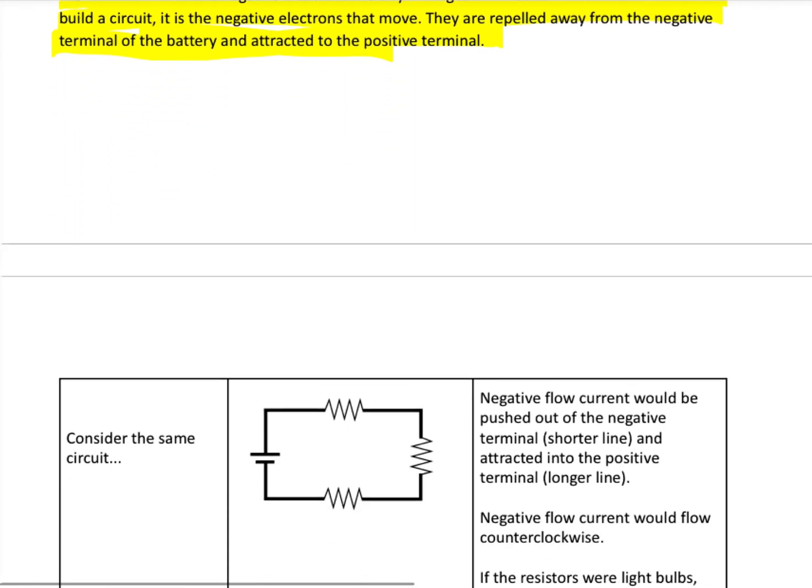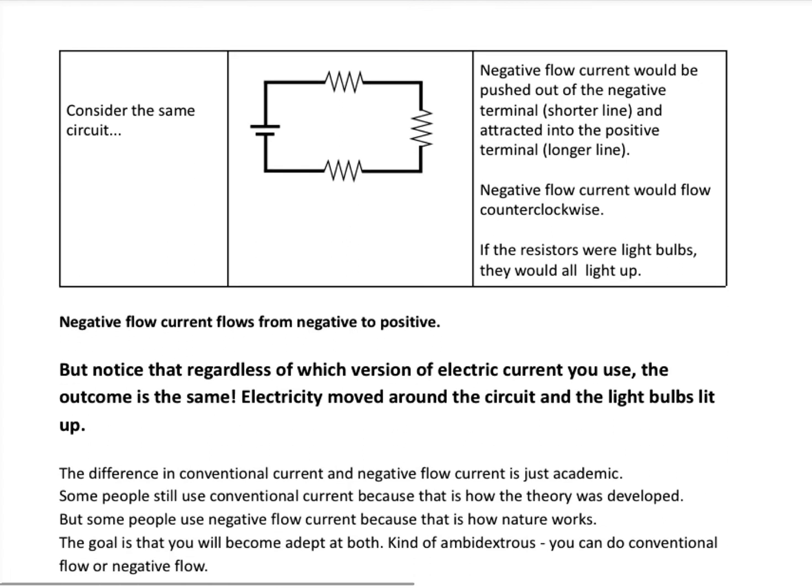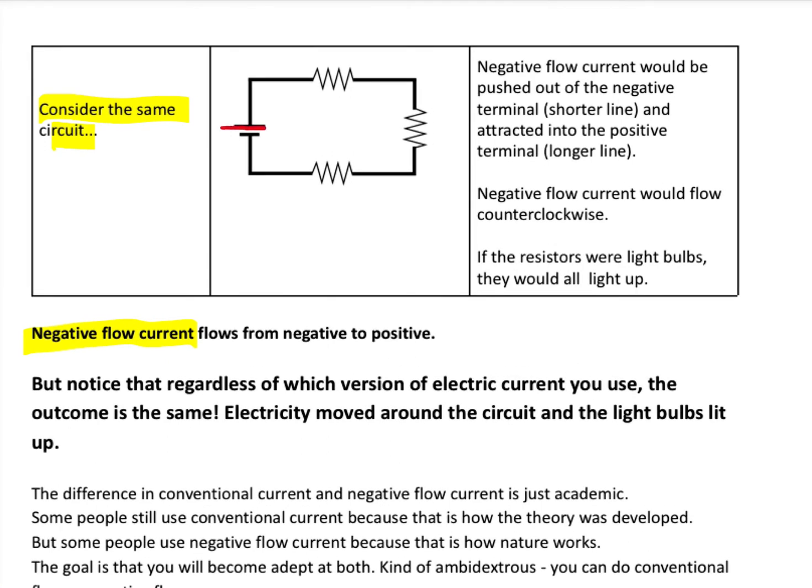So it breaks away from the convention that the field theory people thought about. So sometimes we call it negative flow current. But if we consider the exact same current, the exact same circuit, sorry, if I draw the battery, I'm going to exaggerate the long side, little side.